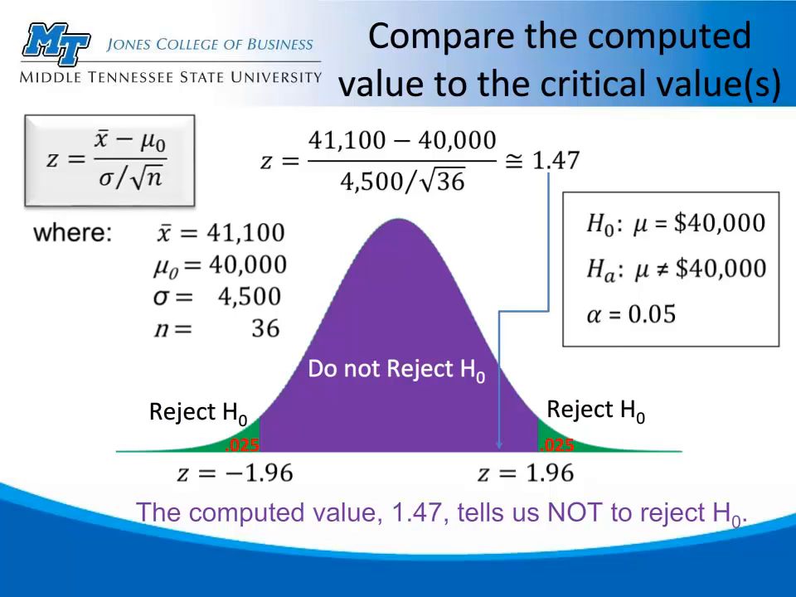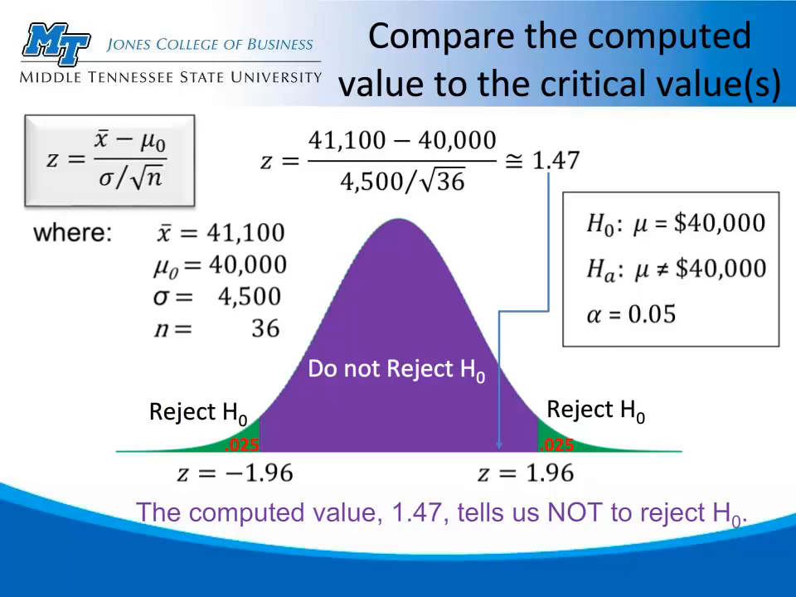But you have a rejection part in case that sample value is much bigger than what's hypothesized. And you also have a rejection part in case that statistic, that sample value, that X bar value, is much smaller than what you're hypothesizing the population mean to be.